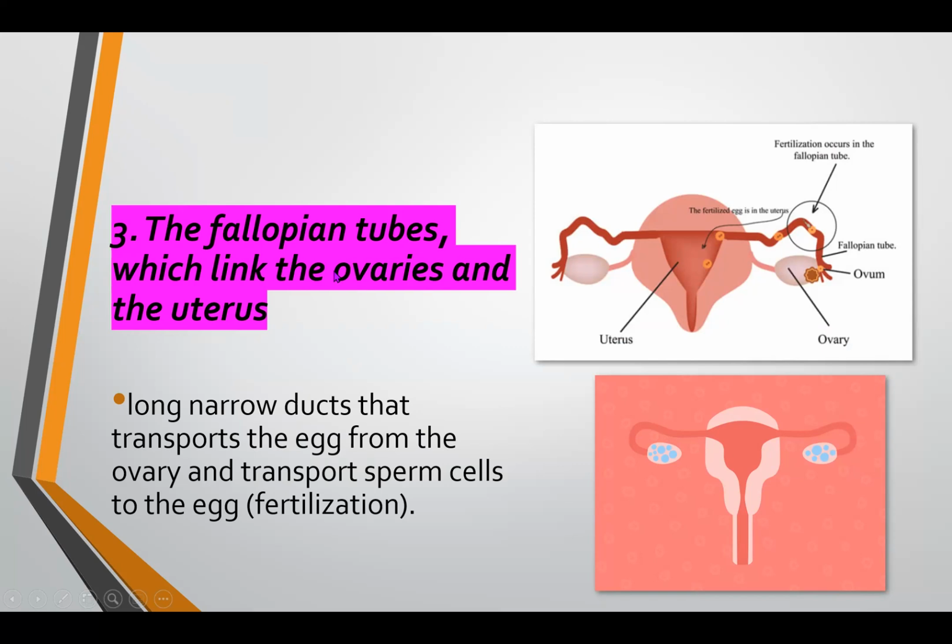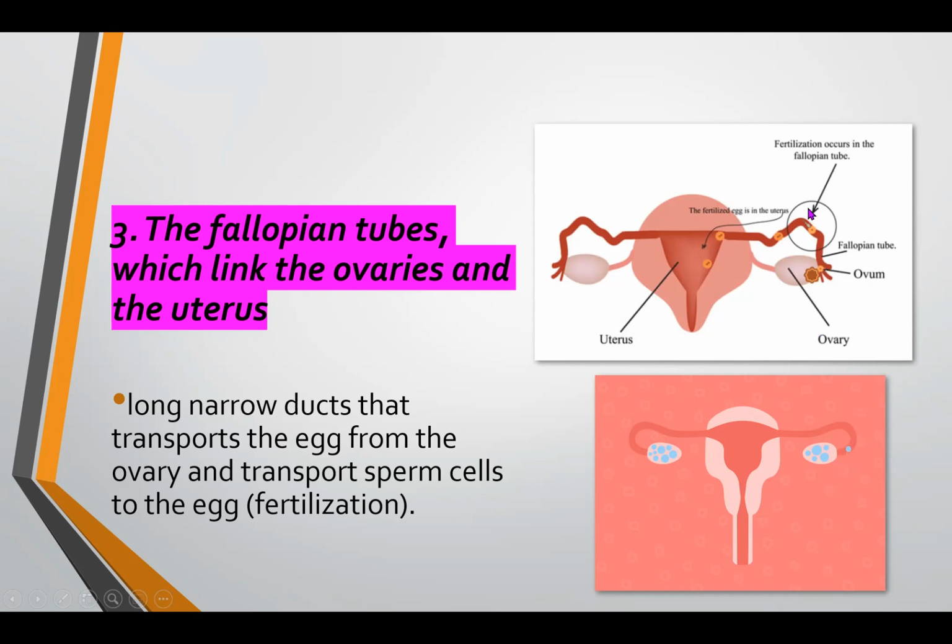These tubes are called fallopian tubes, which link the ovaries and the uterus. When you say link, it connects. The fallopian tube is very important in reproduction because once the ovaries produce the egg, the egg will be passed to the fallopian tube. And when the sperm cell goes inside the vagina, the sperm cell will also meet the egg in the fallopian tube. This is where they will meet.